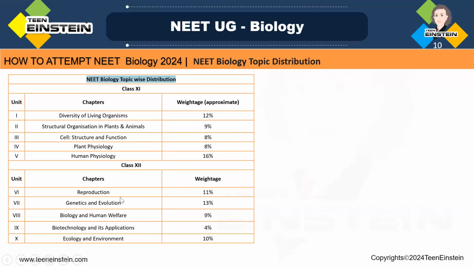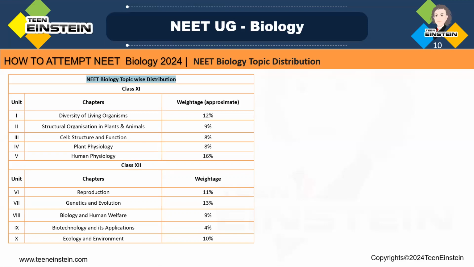If you're coming to the 12th standard units, reproduction is having 11%, genetics and evolution 13%, biology and human welfare 9%, biotechnology and its application 4%, ecology and environment 10%. See, you can see here different chapters and their weightage. Here you can see 16% weightage for human physiology. So you should cover all the portions from that unit. Okay, don't leave the portions from that, because definitely you will get 16% weightage of those questions.